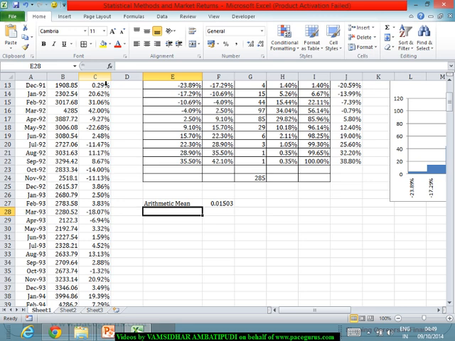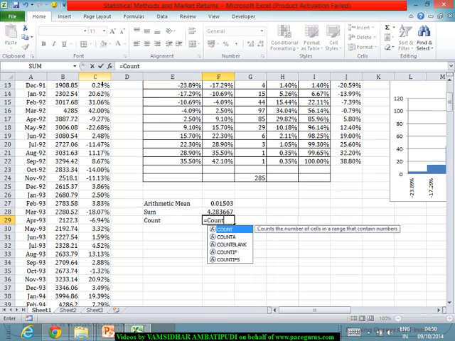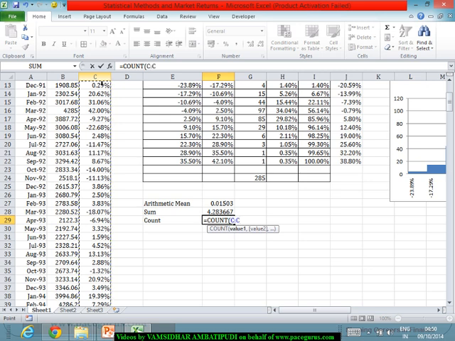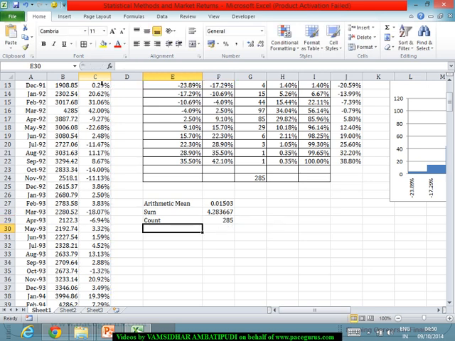But the way I could have got it is I do the summation of all these numbers and I count the total number of numbers here, the number of observations. So the arithmetic mean could very well have been the total sum of numbers divided by the total count of numbers, coming out to the same calculation.